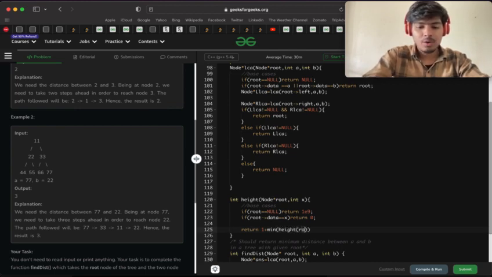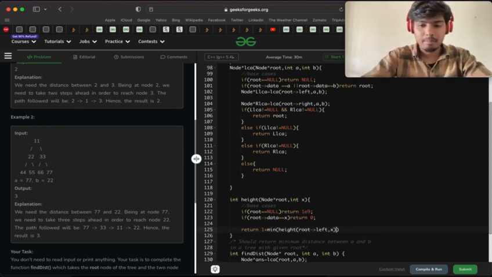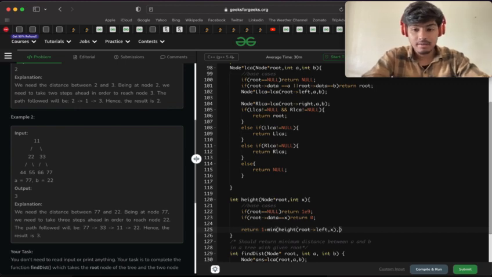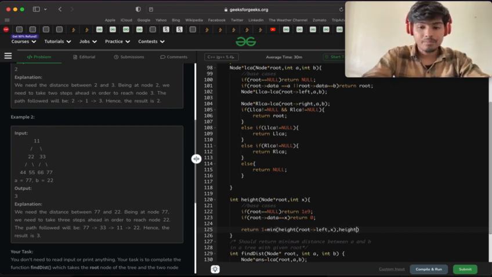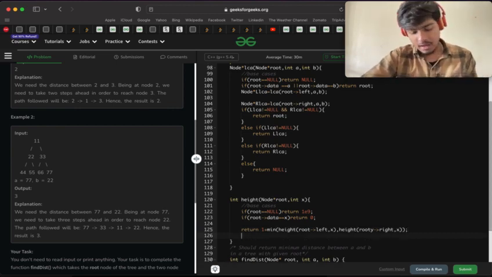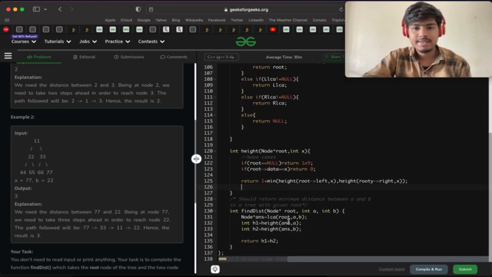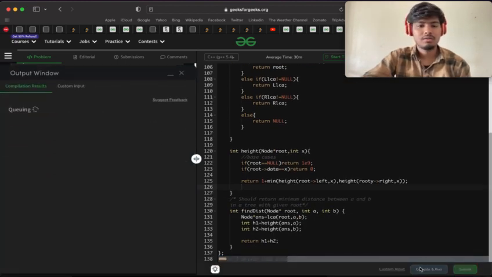नाउ मैं रिटर्न करा दूंगा 1 प्लस मिनिमम ऑफ हाइट ऑफ रूट के लेफ्ट में जाएंगे, कॉमा x, और हाइट ऑफ, क्यों सॉरी प्लस नहीं, क्यों मिनिमम फाइंड कर रहे हैं, तो हाइट ऑफ दिस, कॉमा रूट के राइट में, कॉमा x. So this will be my final output. So this was the code. Let's run this code and see if this will work or not.